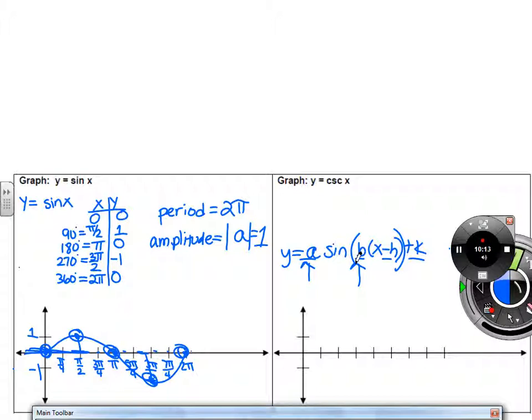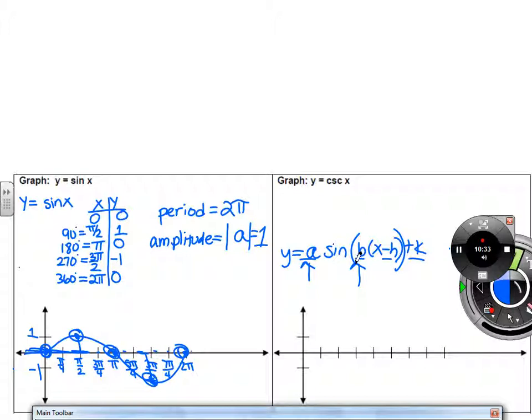A does this to the graph. B does this to the graph. H does this to the graph. And K does this to the graph. If we don't remember or know what these things do to the graph, then all we're going to be able to do is get this every time, and then we're not going to be able to get it in its new position with whatever the numbers are in the equation that have moved it around a little bit.